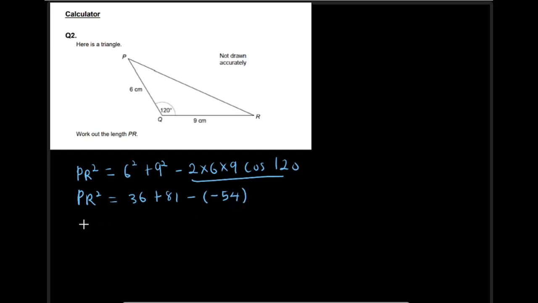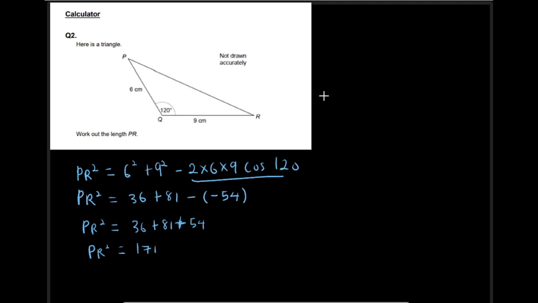So simplifying, we have PR squared equals 36 plus 81, minus minus is plus, so we have plus 54. If we simplify further, we're going to have PR squared equals 36 plus 81 plus 54. That will give us 171.